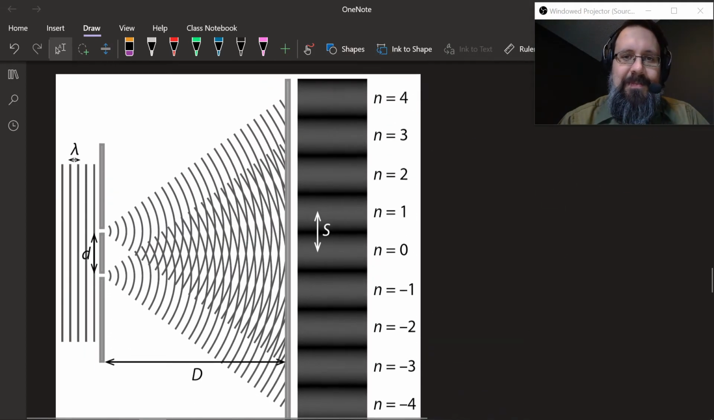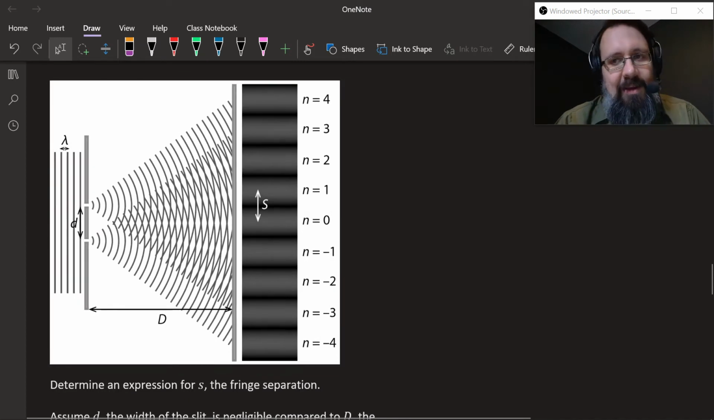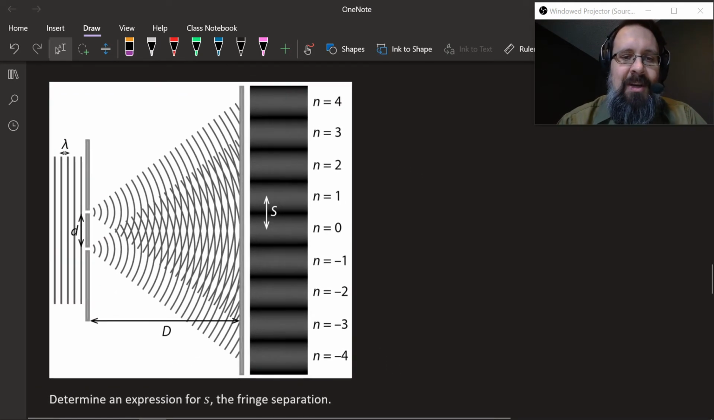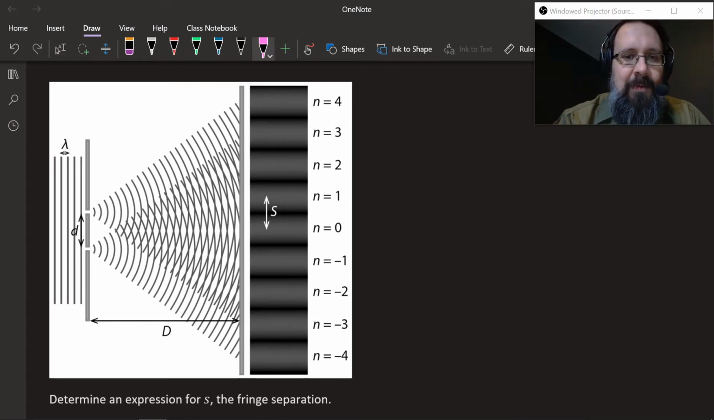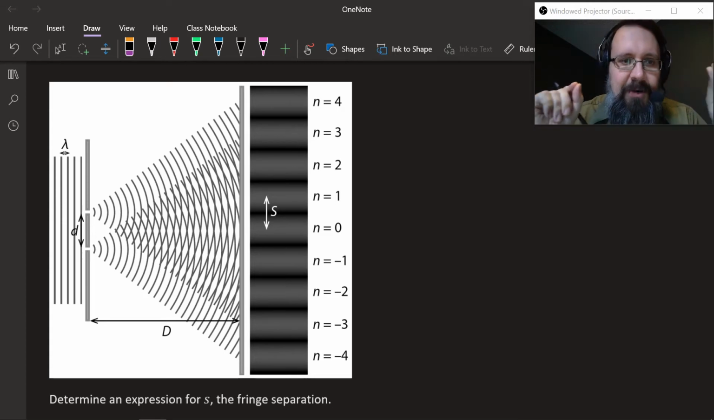Okay, we're going to look at this picture. This is out of the textbook. What we need to do is determine an expression for the fringe separation. Remember, from that central bright spot to the center of the next one, we want to find that distance. It's right there, represented with s. We're trying to measure how far apart the fringes are.